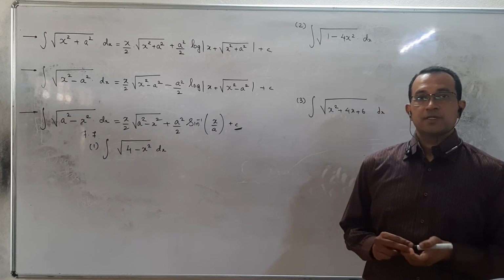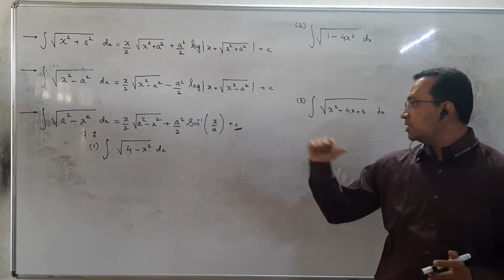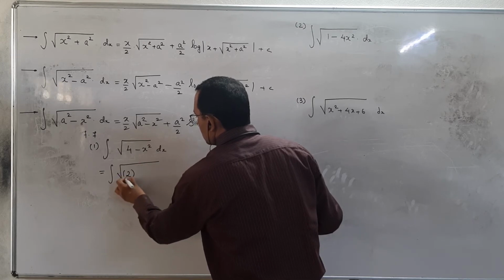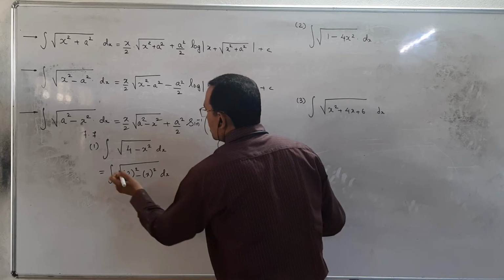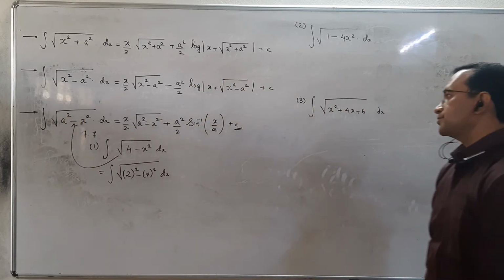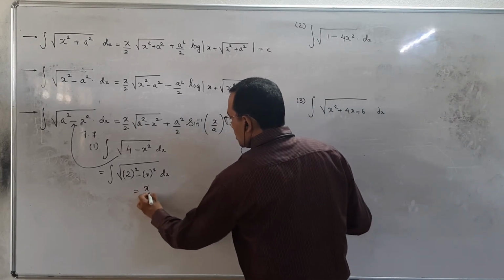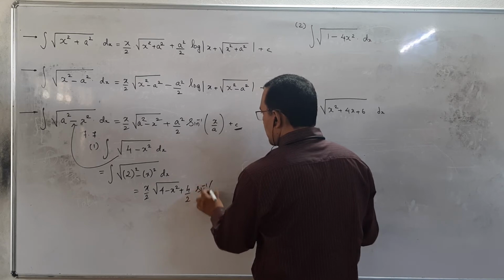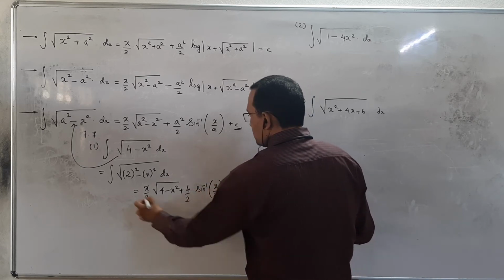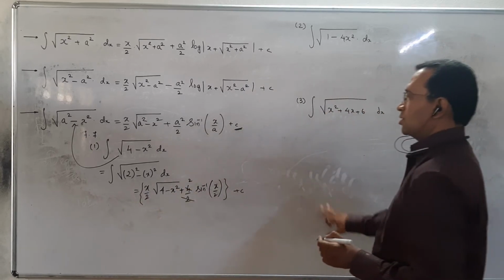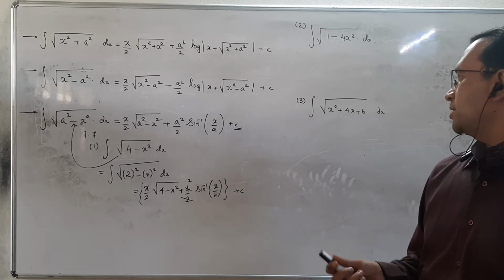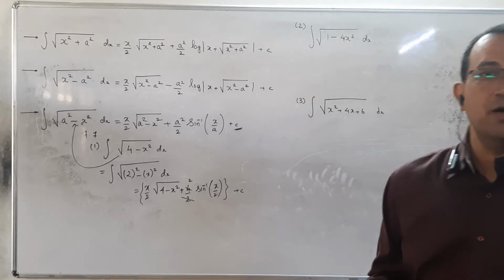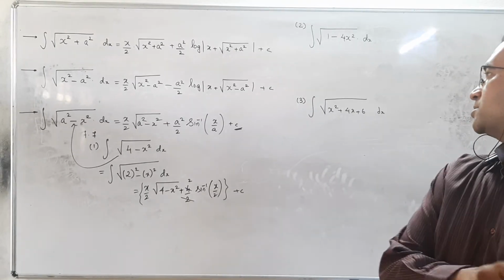Now, students, the first integral is under root of 4 minus x square, which can be understood as under root of 2 square minus x square dx. So, I have to apply formula number 3: x by 2 into given integrand, plus a square by 2, a square is 4, by 2 into sine inverse of x by a plus c. This is my answer, and this becomes 2. Now that is easy, we can understand. A square by 2, a square is 4 by 2. So we write 2 into sine inverse of x by 2 plus c. That is the answer, students. That's all.